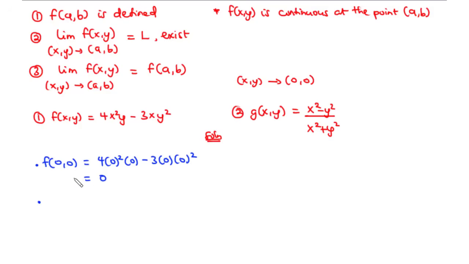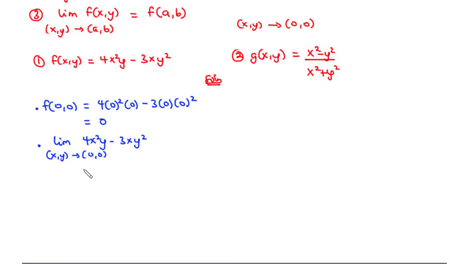Now let's move on to the limit. With the limit, we want to know how the function is going to behave as xy approaches the point 0, 0, but not equal to 0, 0. So we take the limit of the function 4x squared y minus 3x y squared as xy approaches the point 0, 0. Now this is a polynomial function, so it supports direct substitution. So we directly substitute 0, 0 in place of x and y as we did here. So we have 4 times 0 squared times 0 minus 3 times 0 times 0 squared, and we have the same answer, which is 0.